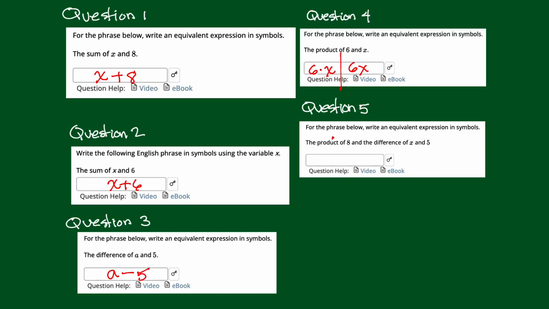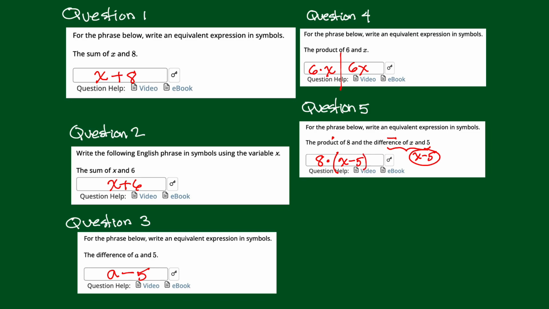Question 5 asks us to write an expression for the product, multiplication, of 8 and the difference of x minus 5. So I've got a multiplication and a subtraction. So what have we got here? We want the product of 8 and the difference of x and 5. Now the difference of x and 5 is x minus 5. So here's what I'm going to write. I want the product of 8, there's 8, and I want to multiply that by x minus 5. Now I want that whole x minus 5, 8 times all of that. So I'll put parentheses, x minus 5.